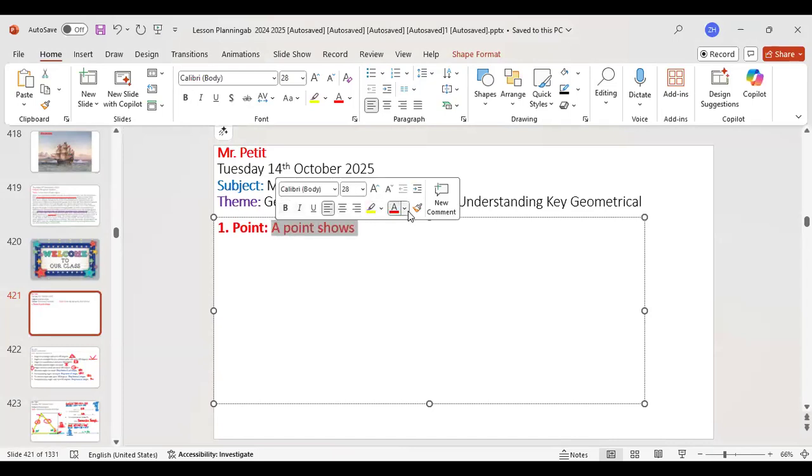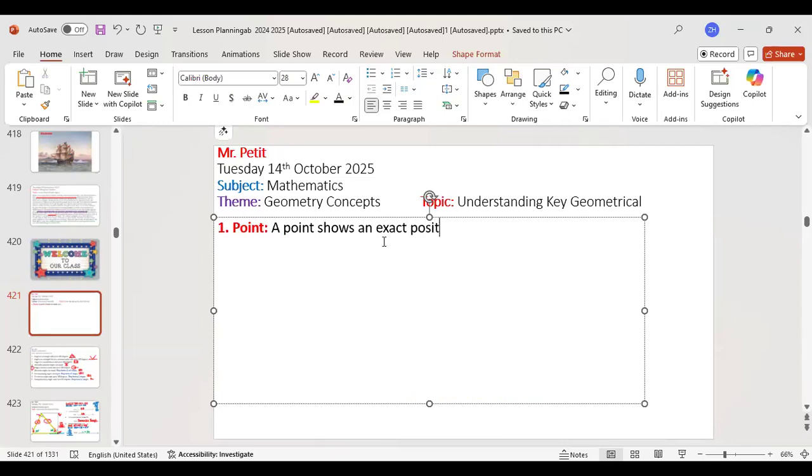The intersection of two lines. Yeah. So it shows an exact what? An exact position, location. Yeah, position or location in space. All right, that's what I mean by a point. So a point shows an exact location or position in space.